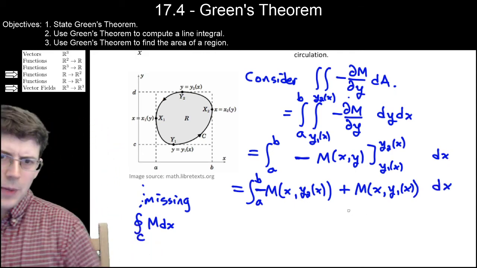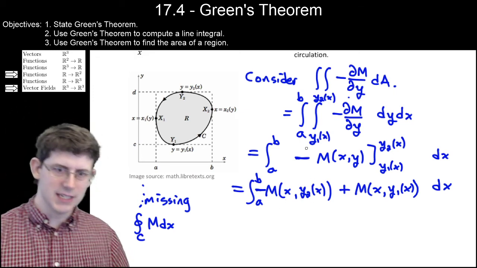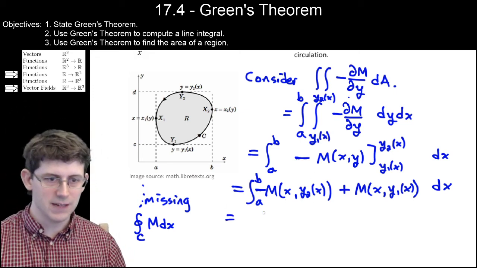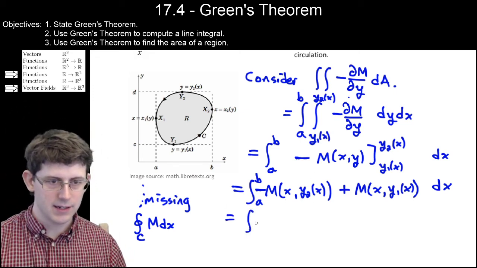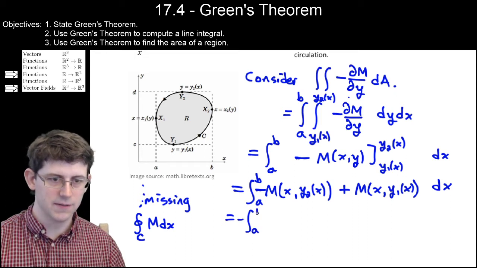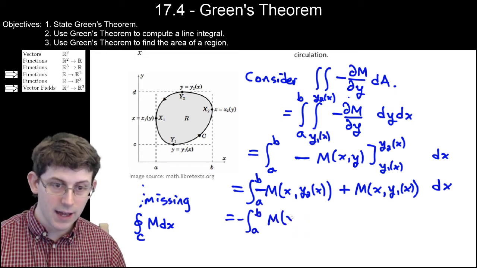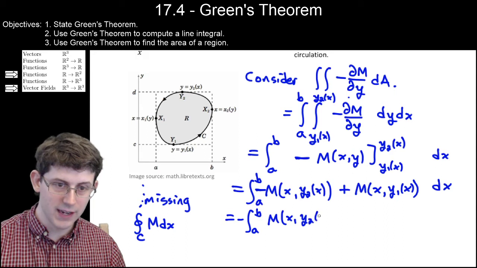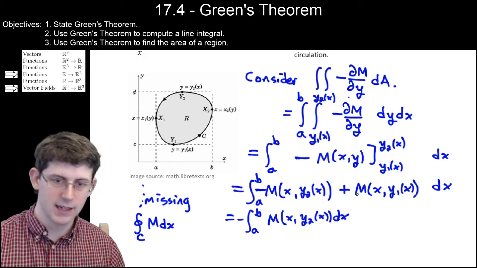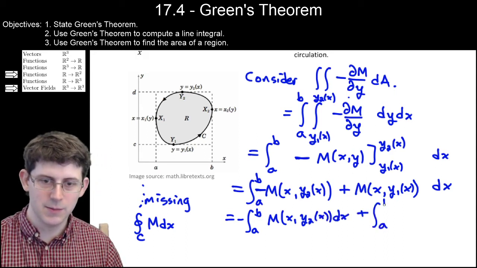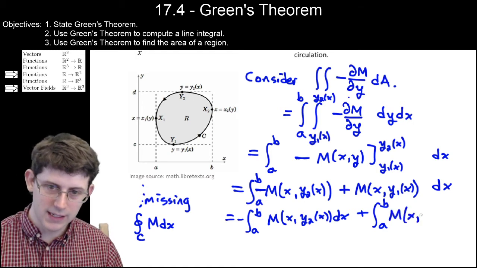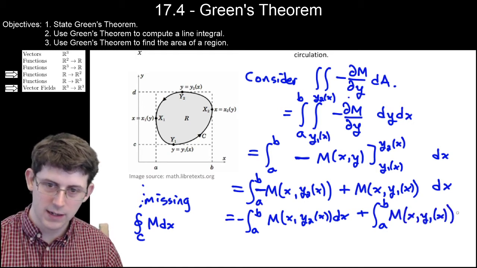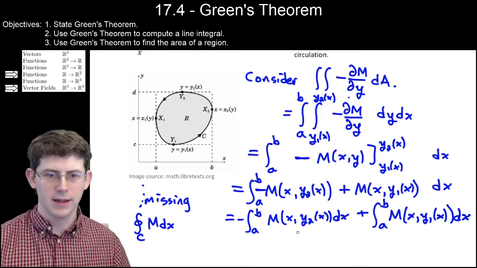I again have two pieces, and one of them is negative for some reason, so let's split it up again and see if we can figure out what's going on. So I have minus the integral from a to b of m of x y2 of x dx plus the integral from a to b of m of x y1 of x dx. Now, what is this thing?